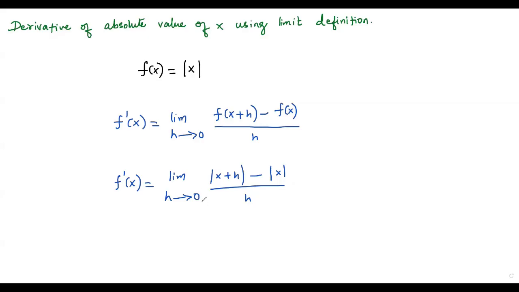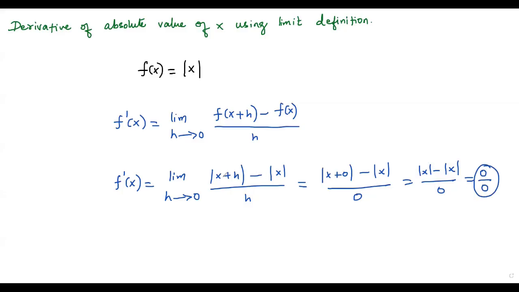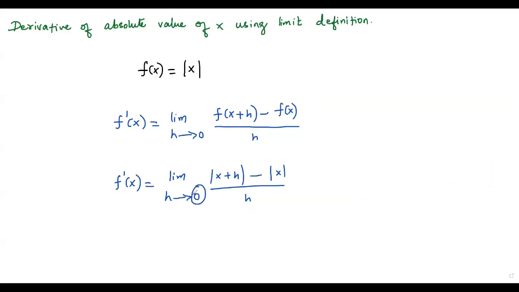Without simplification, if I plug in the limit 0 for h over here, what will happen? Let me see. So the absolute value of x plus 0 minus the absolute value of x, divided by 0. Because x plus 0 is just x, we get the absolute value of x minus the absolute value of x, divided by 0. That is 0 over 0, which is called an indeterminate form in evaluating limits. Whenever we get an indeterminate form as a result in evaluating a limit, we should not consider this as a final answer. So we have to simplify this expression and then plug in the limit 0 for h.